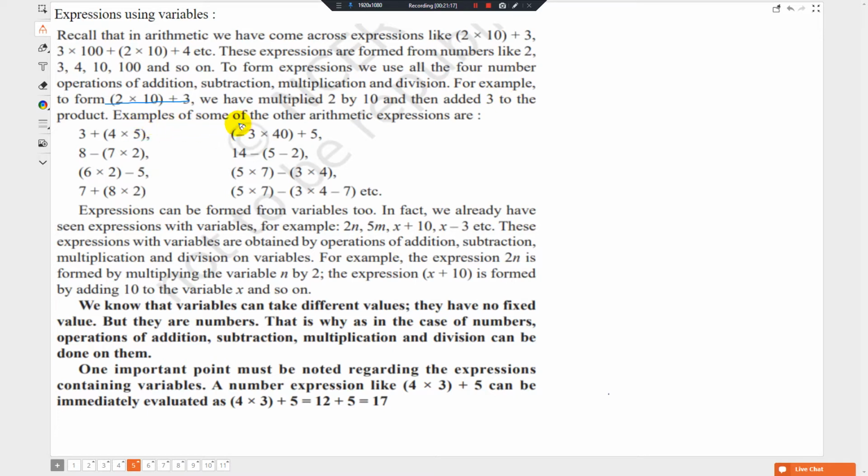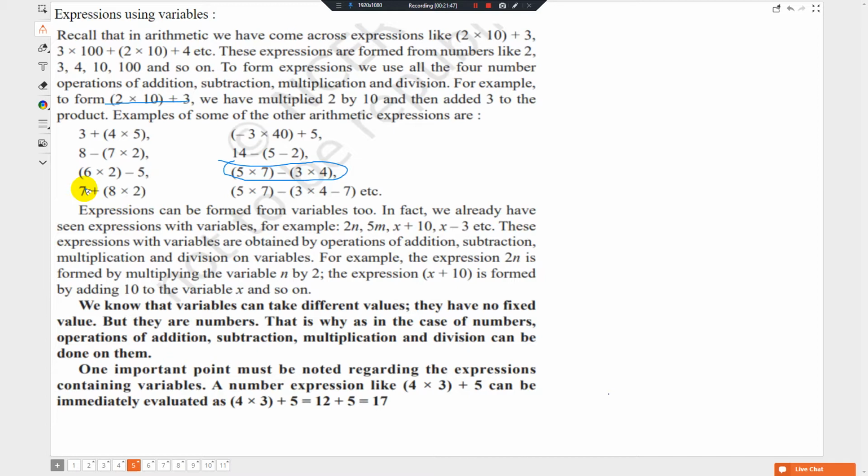Examples of some of the other arithmetic expressions are 3 plus 4 into 5, minus 3 into 40 plus 5, 8 minus 7 into 2, 14 minus 5 minus 2, 6 into 2 minus 5, 5 into 7 minus 3 into 4. See, like bracket problems, first we solve the bracket, then we apply the DMAS rule.